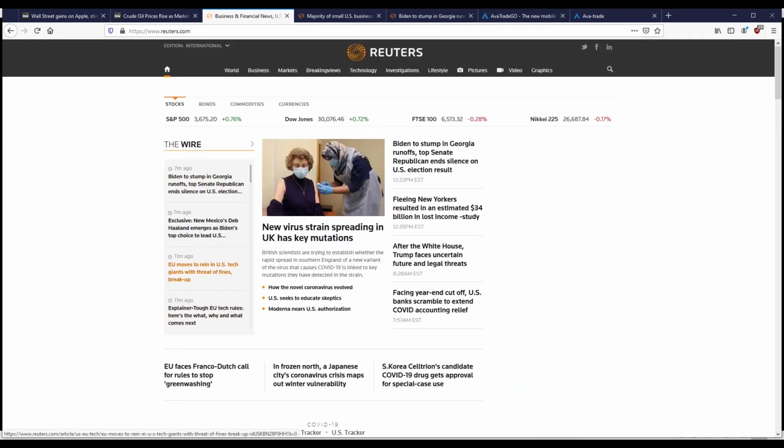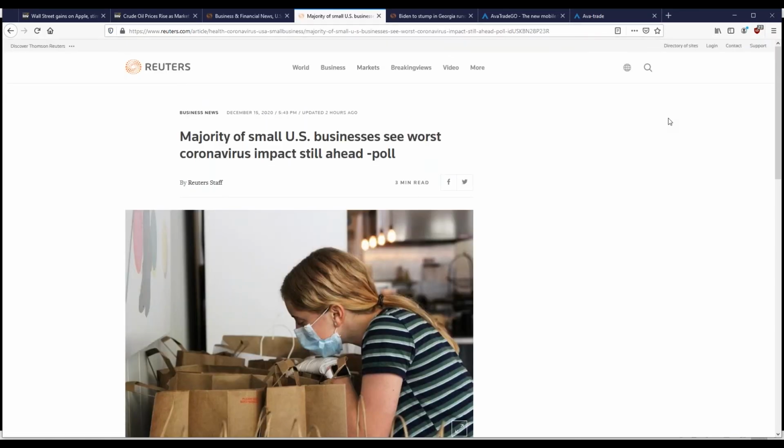And then we move on to some negative news that could come in the future. New virus strains spreading, some other headlines that aren't so positive. Majority of small US businesses see worst coronavirus impact still ahead. That's bad news on the horizon.